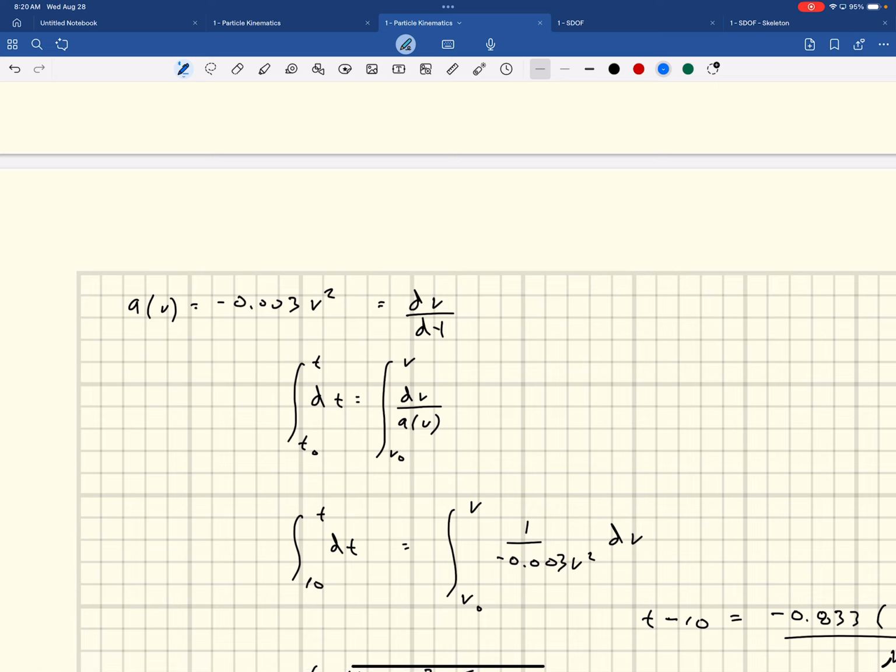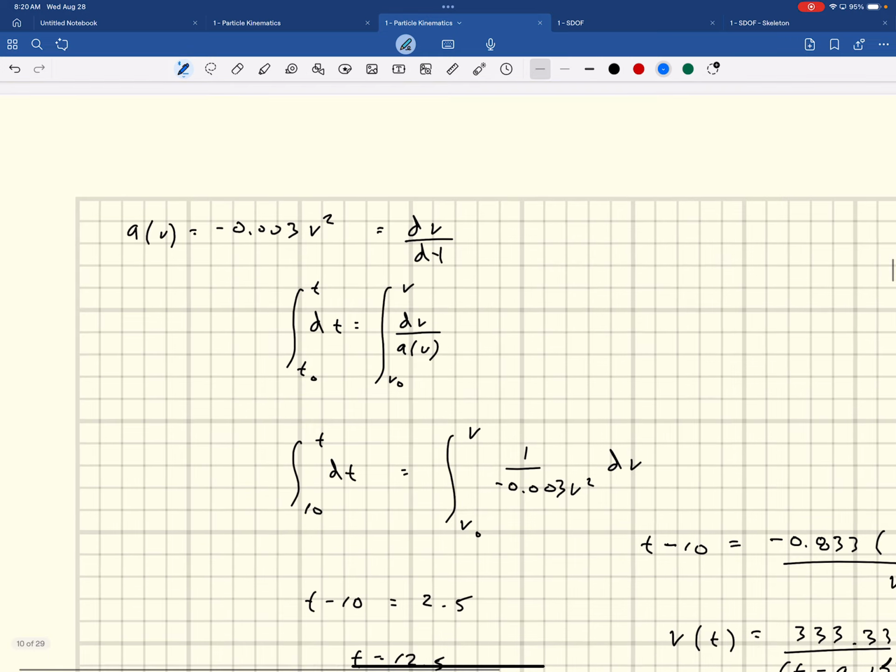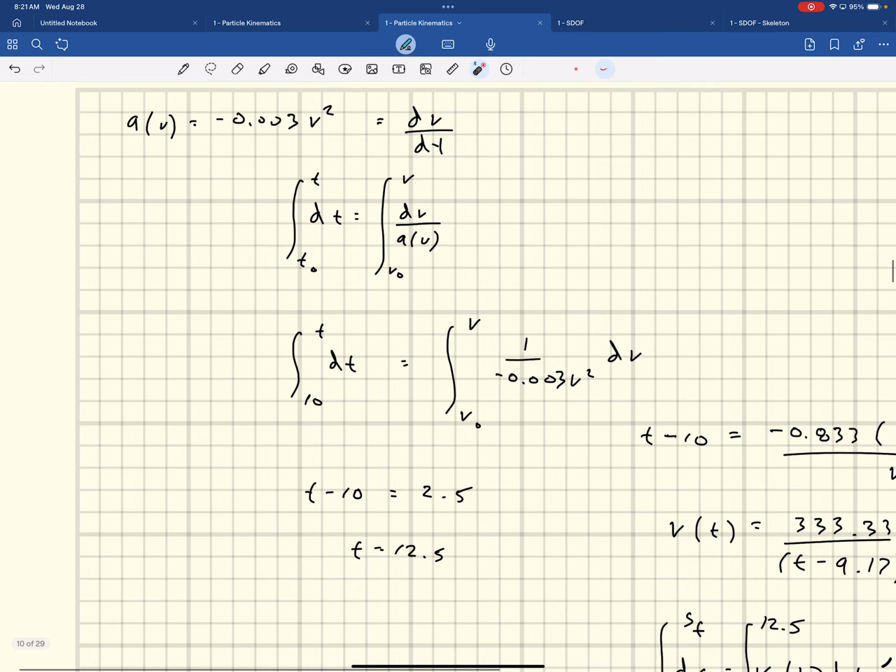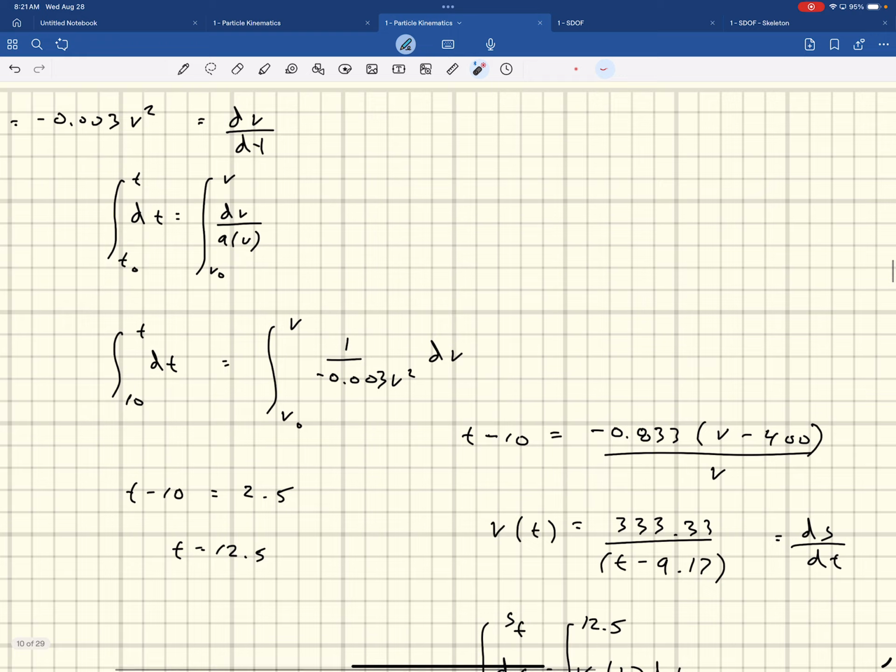So acceleration as a function of velocity is equal to dv/dt. I put the dt on the left-hand side, leave the dv on the right-hand side, but divide by a(v). And then I carry out this integral right here. I do my limits from 0 to t, and this is going from v naught to v. So this would be from, I think you could put in 400 to 100 at that point, okay?